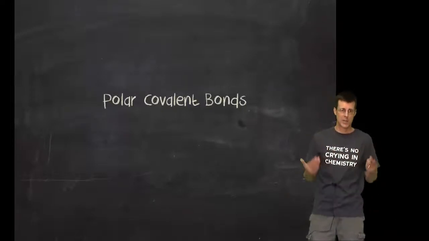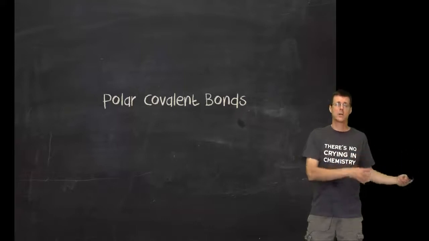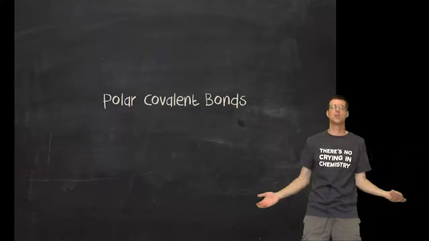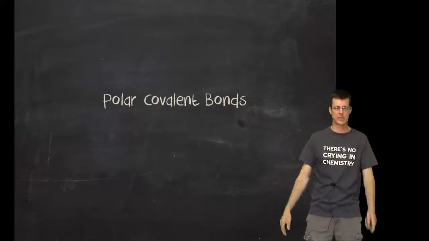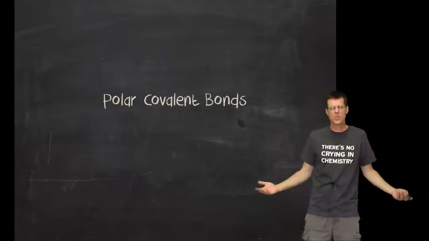Last time we were talking about chemical bonding, I left you with a question. And the question was, is there anything in between ionic and covalent? And you knew the answer, because why else would I ask it? Well, the answer is yes, polar covalent bonds. So what's a polar covalent bond?